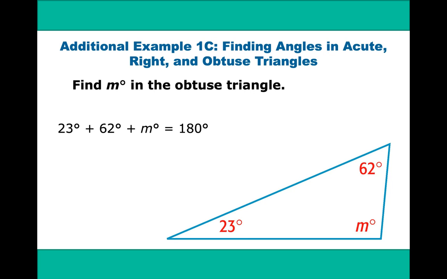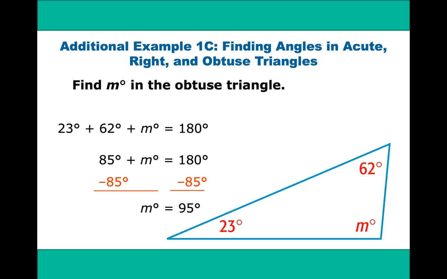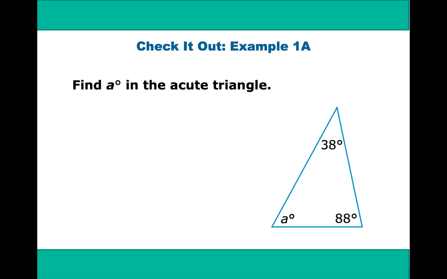Again, we can set this up. I'd encourage you at any point now that you feel like you have the hang of this to pause and try one of these out on your own, or multiple of these out on your own. Go ahead and combine your 23 and 62, which gives you 85. Get rid of that 85 so that m can be alone, which gives you m equals 95 degrees. 95 degrees is an obtuse angle, so that gives us an obtuse triangle.